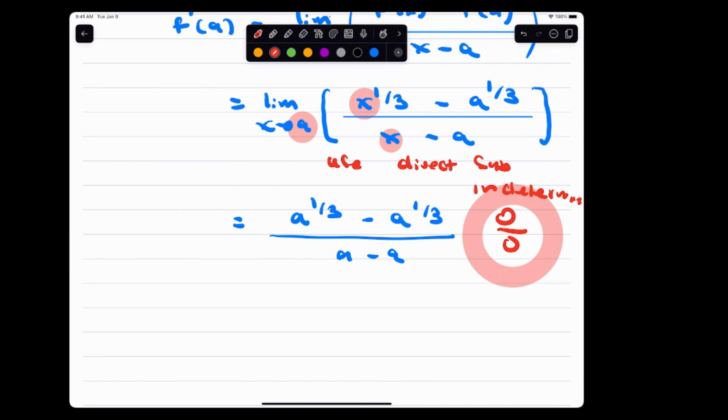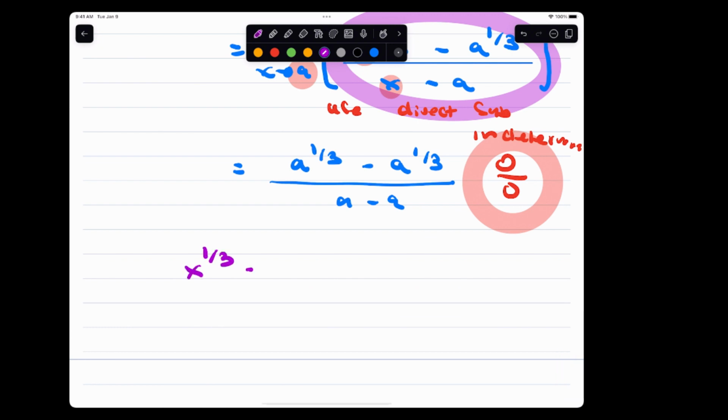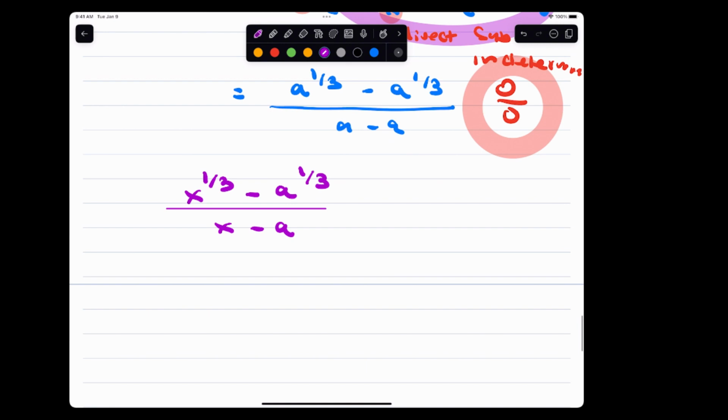All right. So then you say to me, oh, Mr. Judge, how do we handle this particular question when it's indeterminate? You're going to have to go back here and use some algebra again, right? So you might say, what's the algebra? X to the 1/3 minus A to the 1/3 over X minus A. I'll let you guys look at this one and you go, oh my God, what do we do with that? Does anybody know how we deal with this one?